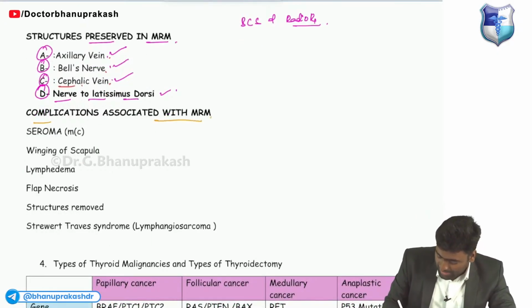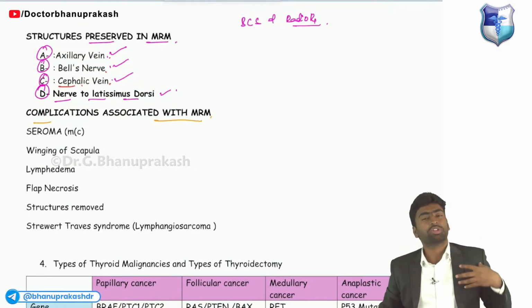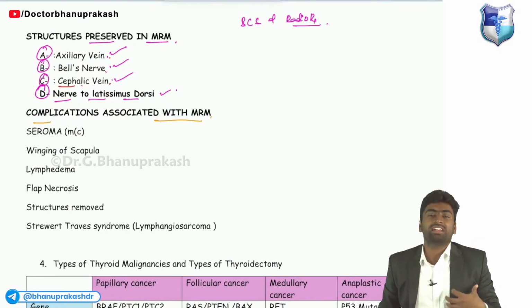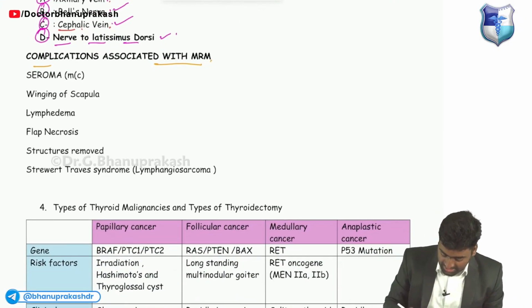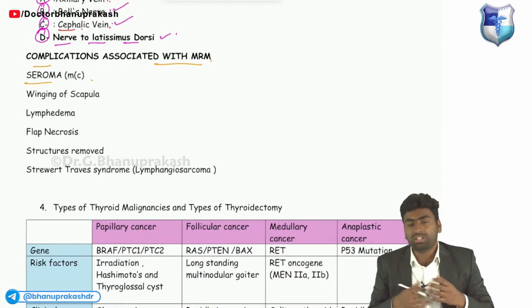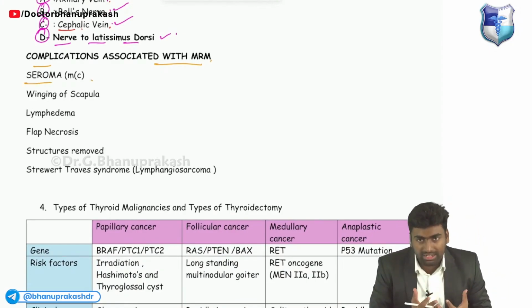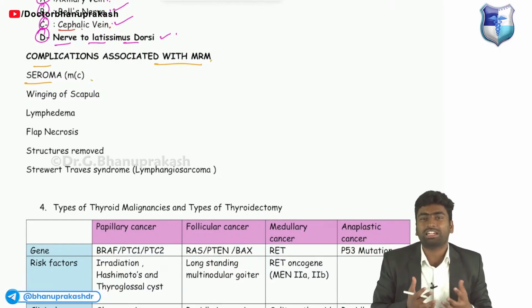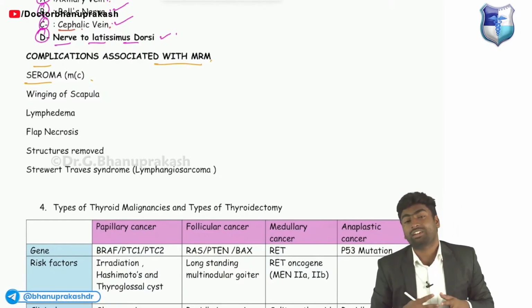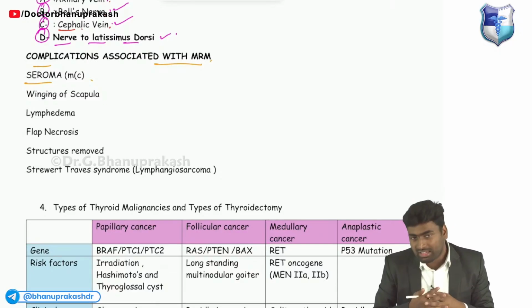Okay, then the complications associated with this MRM. What complications can happen? So you did a surgery, and there might be some complications. For example, while doing surgery, there will be collection of blood, right? Usually it will be drained by the lymphatics. And here, while doing surgery, we may impair the lymphatic flow.